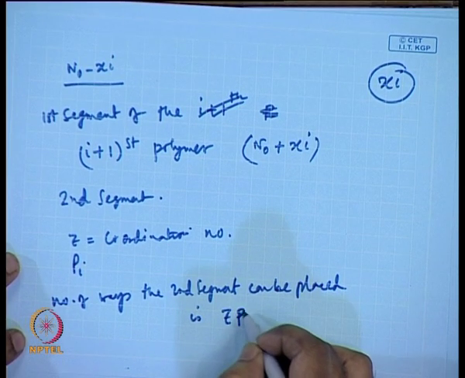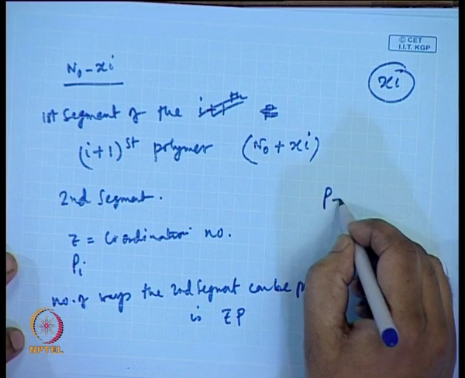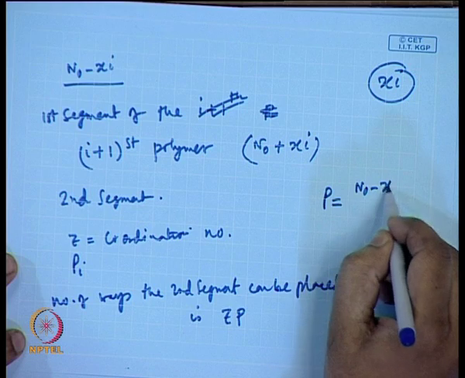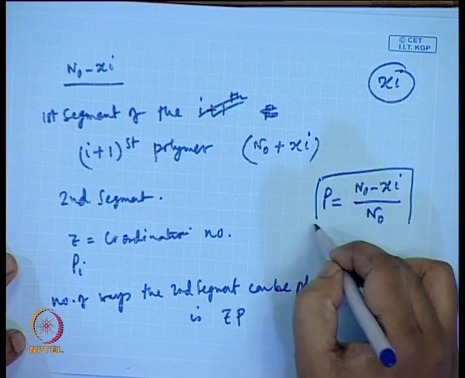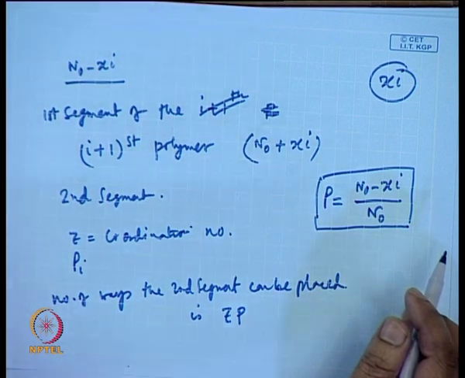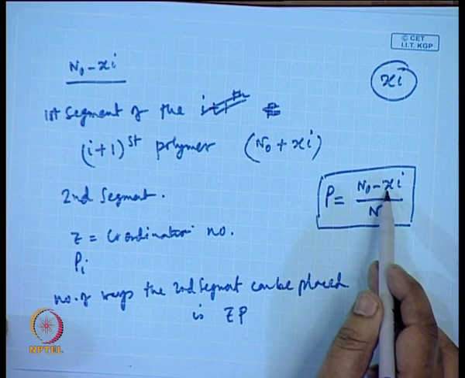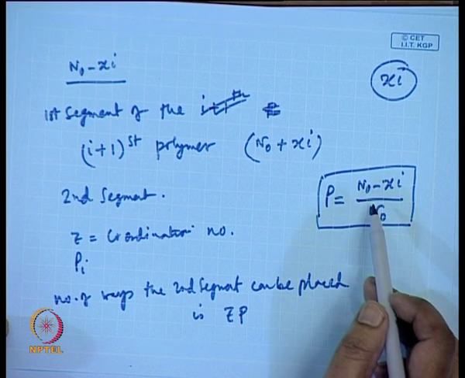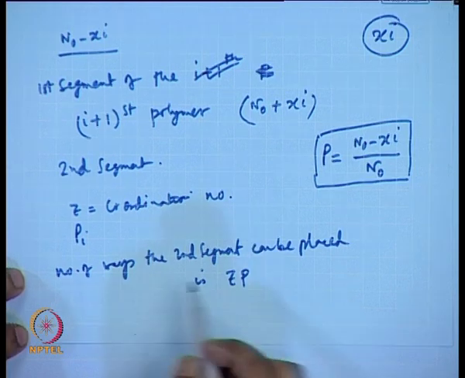Okay. P is the probability that the cell is vacant. Now, what is that probability? The total number of empty cells is n 0 minus x I, divided by the total number of cells. So, this is the probability, the chance that any cell you choose and pick from this lattice will be vacant. This is the number of cells which are vacant and this is the total number of cells present in the lattice. And so the number of ways the second segment can be placed is ZP.